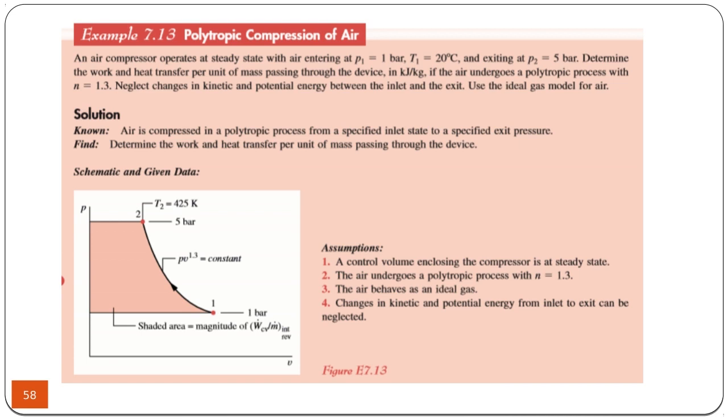As an example here, air is compressed from 1 bar to 5 bars. During the compression, temperature increases to 425 kelvins. And it says it's a polytropic process with a polytropic exponent of 1.5, so PV to the 1.5 is constant.